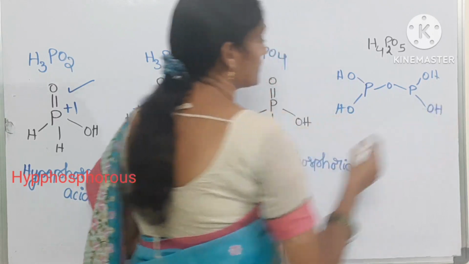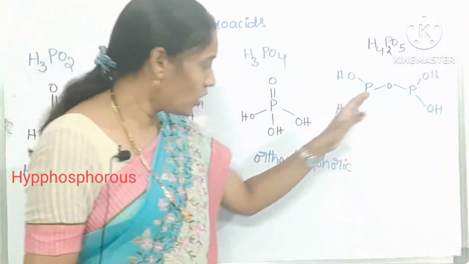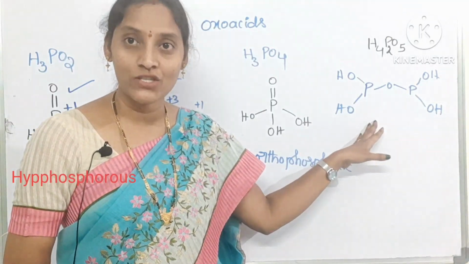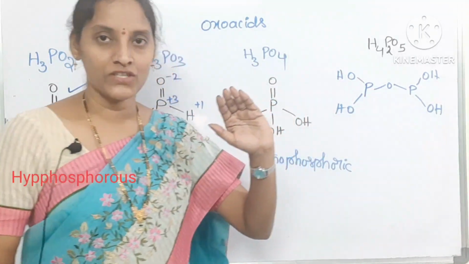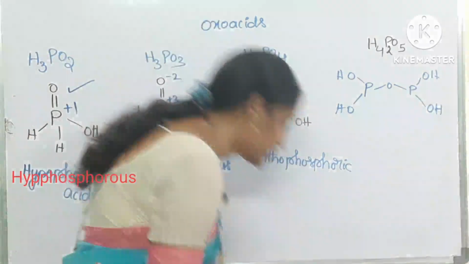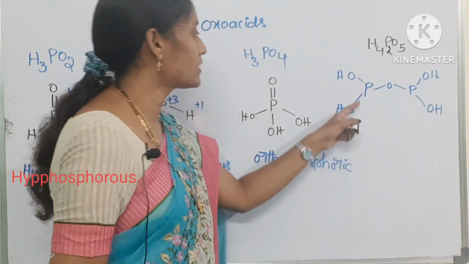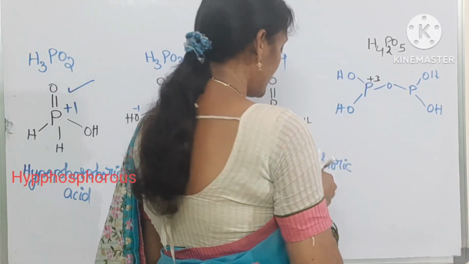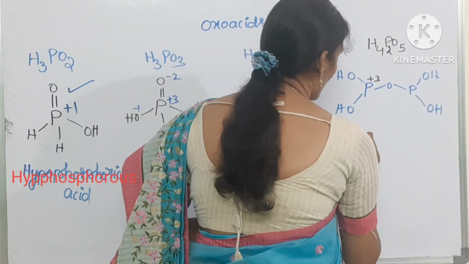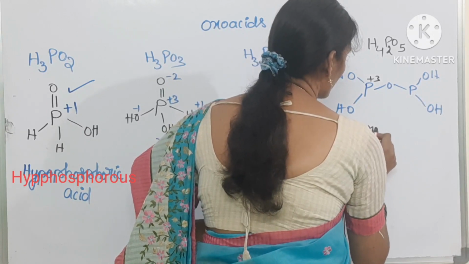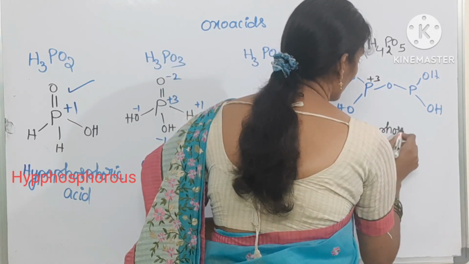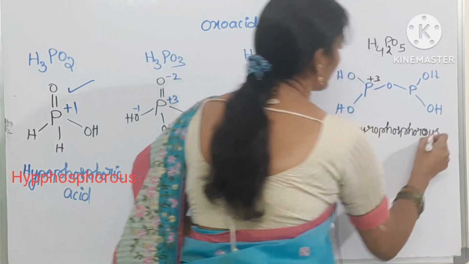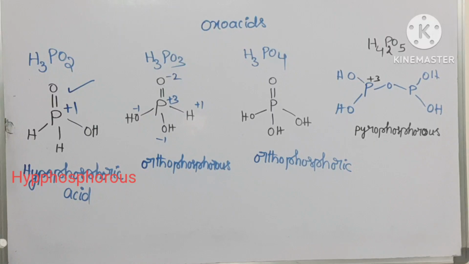See this one. All are OH groups only, no hydrogen atoms attached to the phosphorus directly. If you see what is the oxidation state of phosphorus here, it is +3. Its name is pyrophosphorus acid. This one is the pyrophosphorus acid.